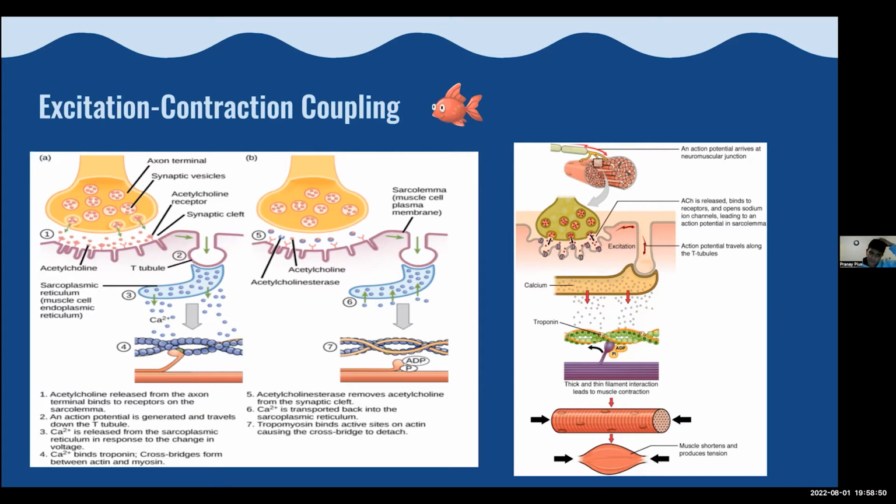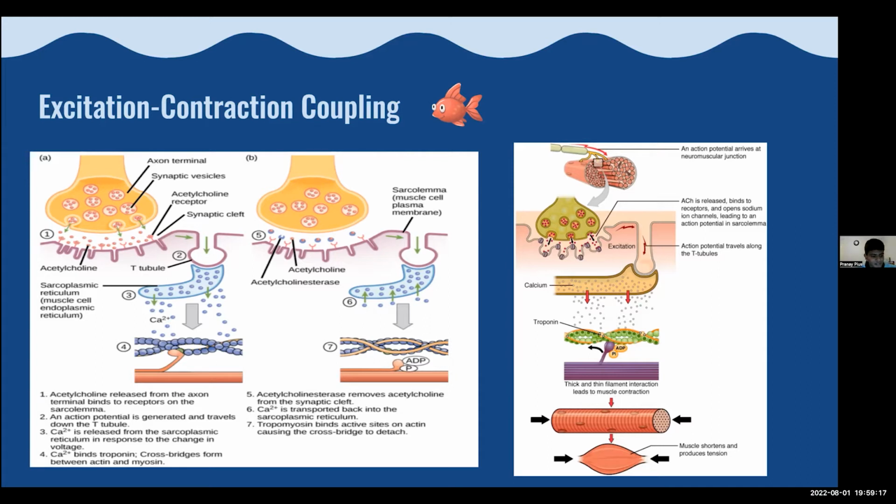So remember before when I said there was a triad of two, what are they called? Of two terminal cisternae and a transverse tubule. So the action potential travels down the transverse tubule, and the calcium is traveling through the sarcoplasmic reticulum through the terminal cisternae, parallel to the action potential. So it kind of happens at the same time.